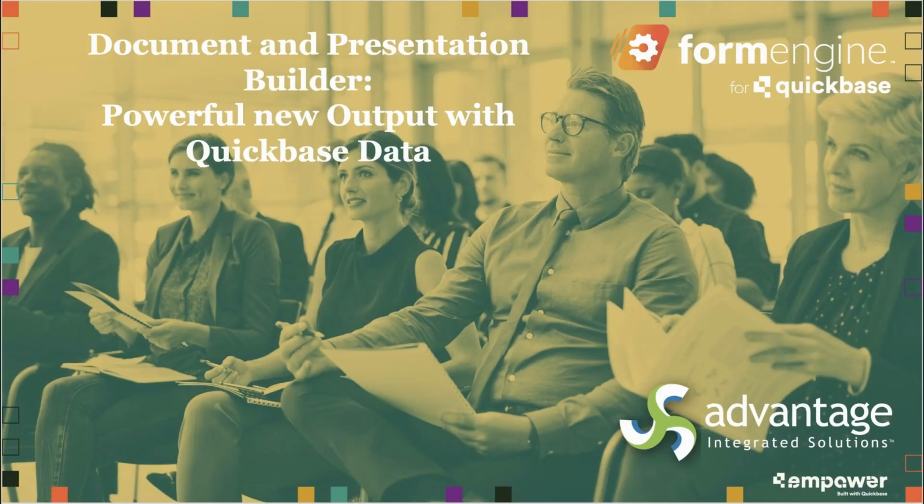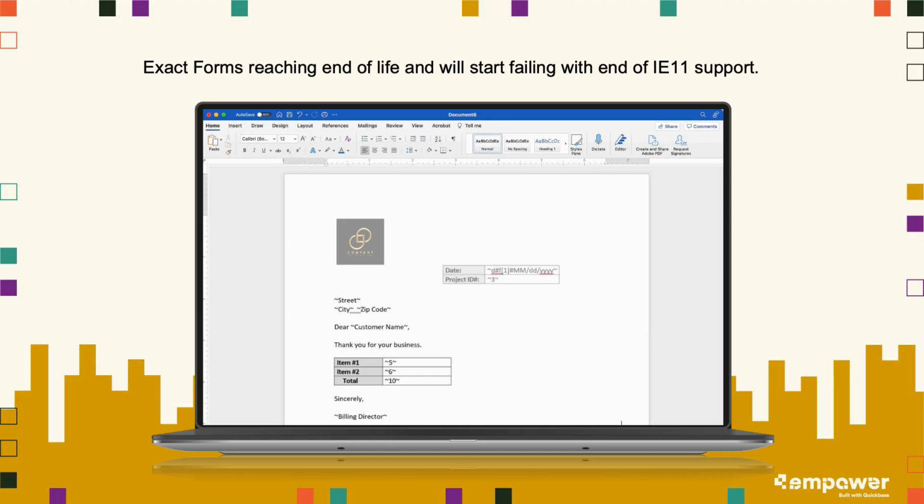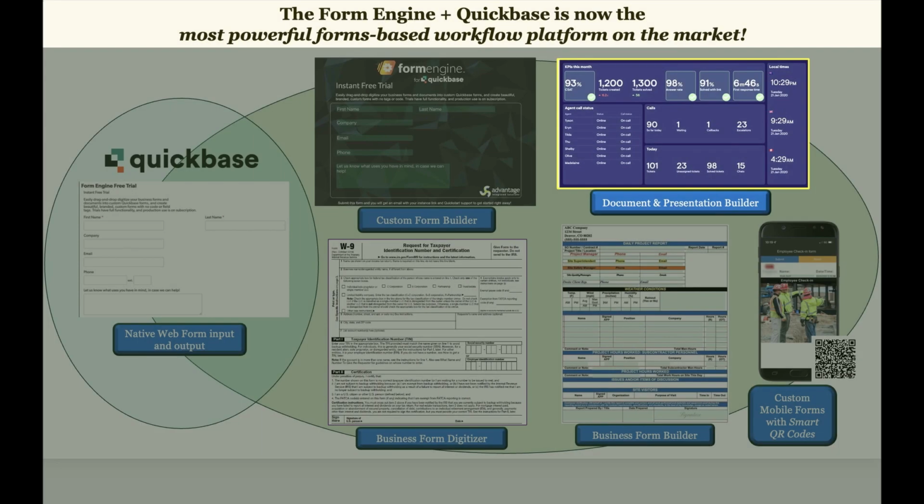We at Advantage have written a lot of custom code over the years for clients who want more highly formatted output from Quickbase, at around $1,000 a page. Limitations in Exact Forms and other add-ons prevented them and Word from being usable for the more highly formatted needs. The Form Engine is that no-code, modern replacement, and much more, all in one.